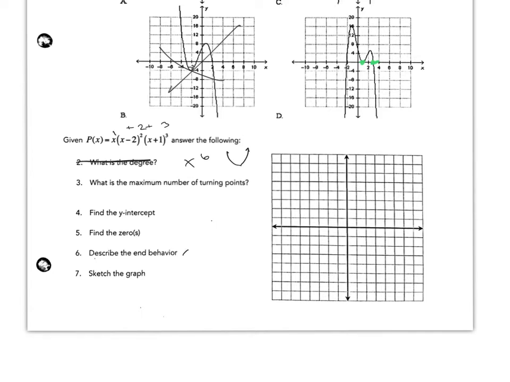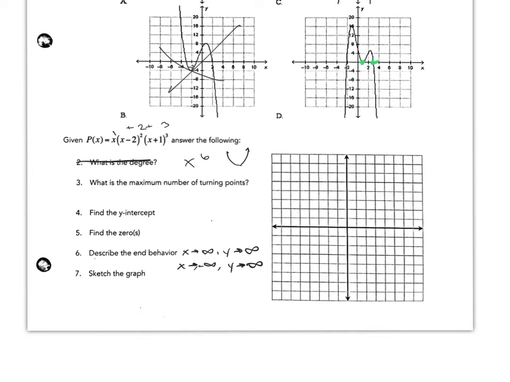So this is, it's kind of small in here. X goes to infinity, y is going to infinity. X is going to -infinity, y is going to infinity. So we know both ends are up. Maximum number of turning points would be 1 less than that. So this would be a 5.